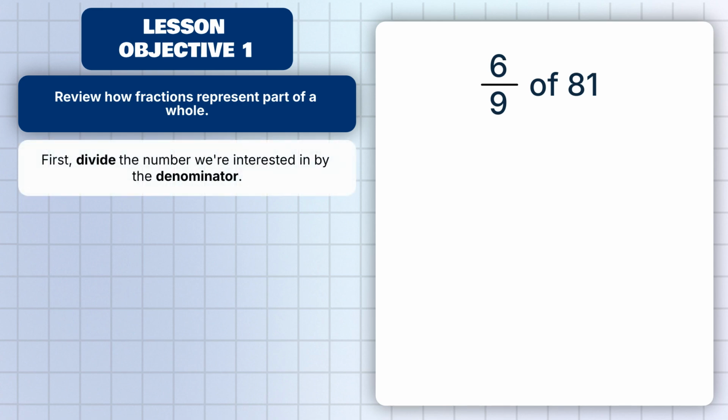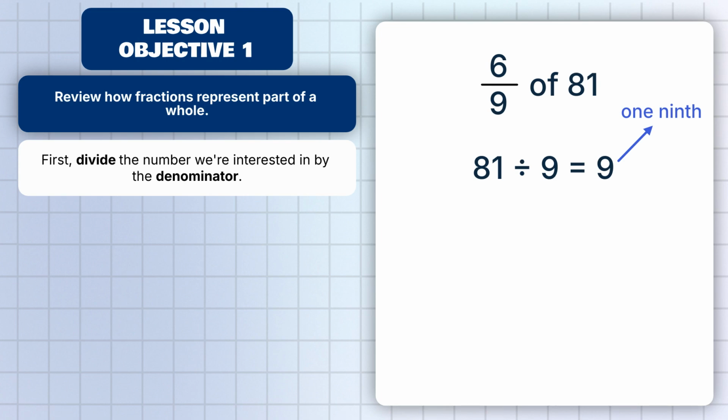First, divide the number that we're interested in by the denominator of our fraction. In this example, the number that we're interested in is 81, as it is the total number of questions. The denominator of our fraction is 9. So we do 81 divided by 9, which is equal to 9. The 9 represents 1/9 of our original quantity.